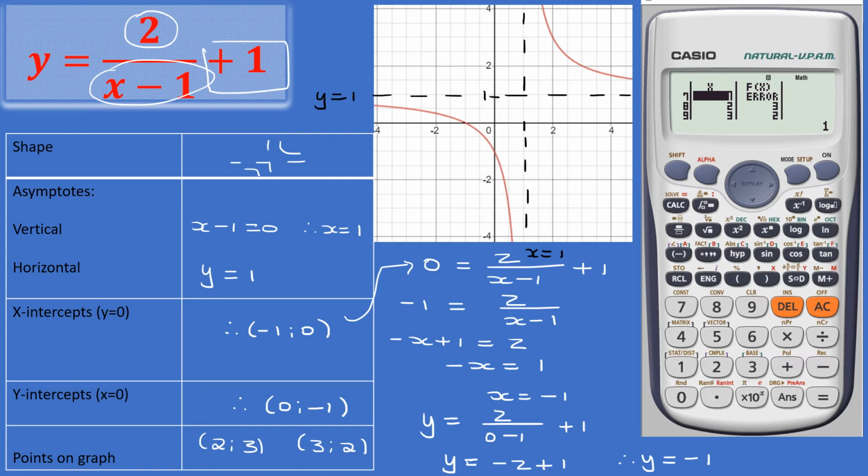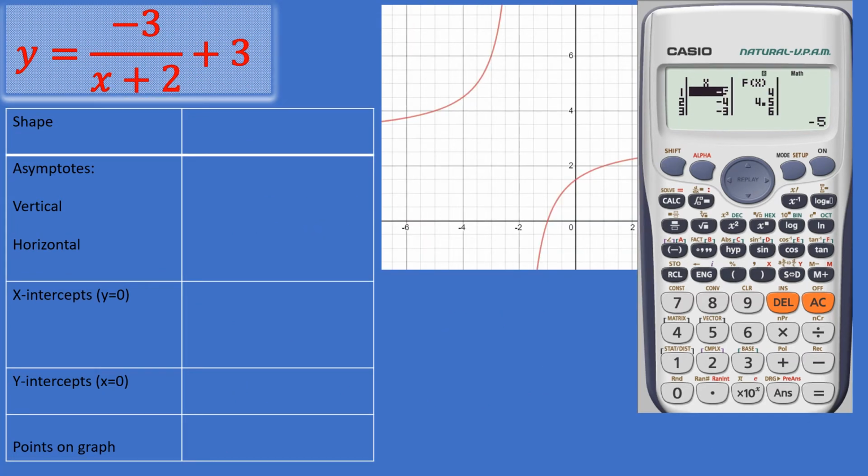I know that this is my x-intercept, negative 1 and 0. I know my y-intercept over there is 0 and negative 1, and then 2 and 3 was my other point, which I got from my calculator, and then 3 and 2. Connect the dots, and there we go.